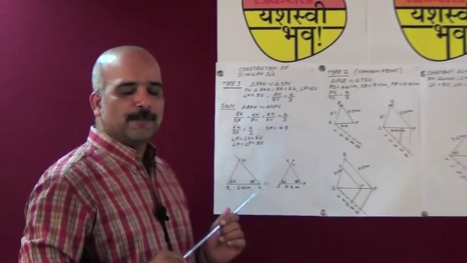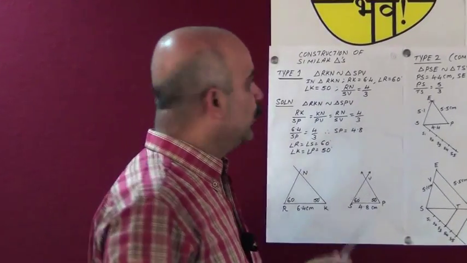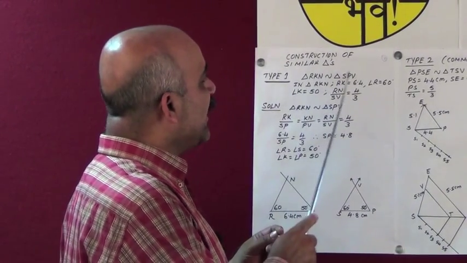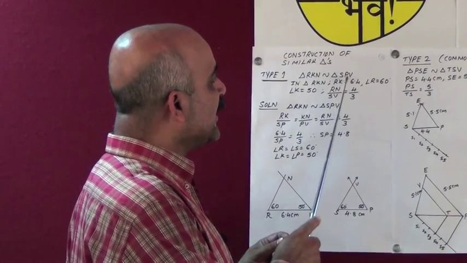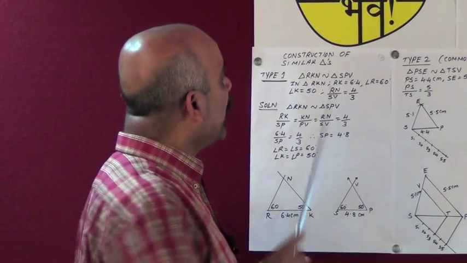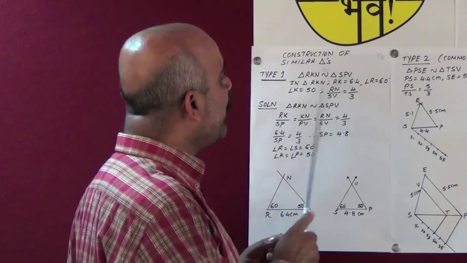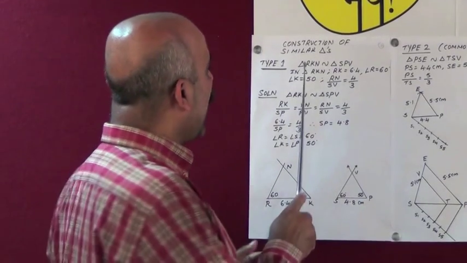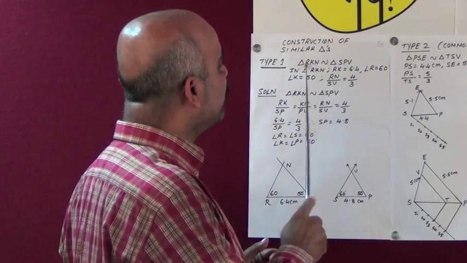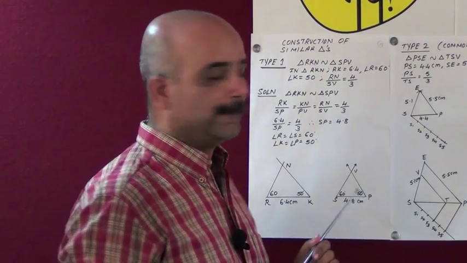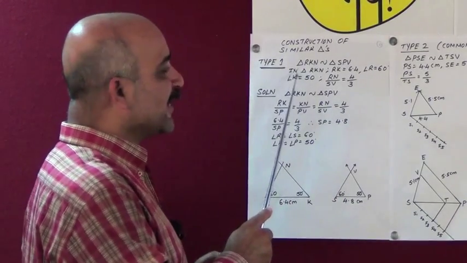There are 2 types of sums that we can observe here. One, the triangles are similar. Triangle RKN is similar to triangle SPV here. But what you can observe is there is no common vertex or no common side. RKN and SPV have no common side. Now let us see this sum.